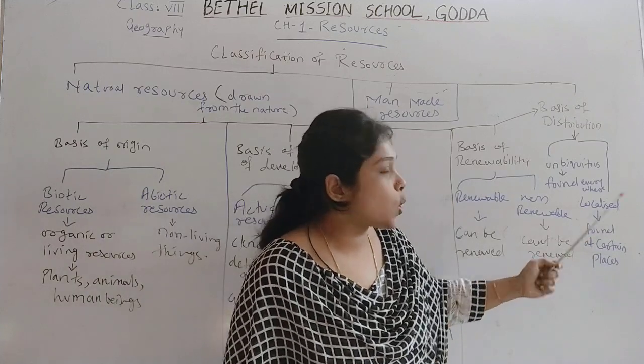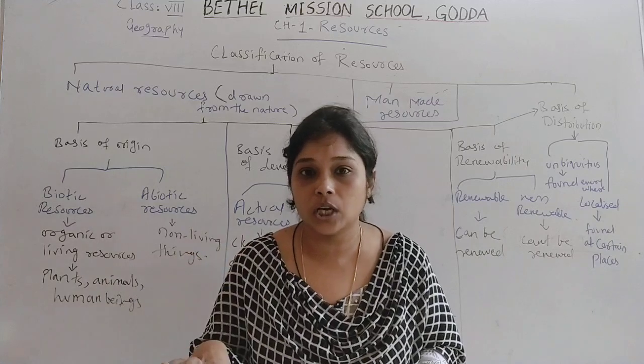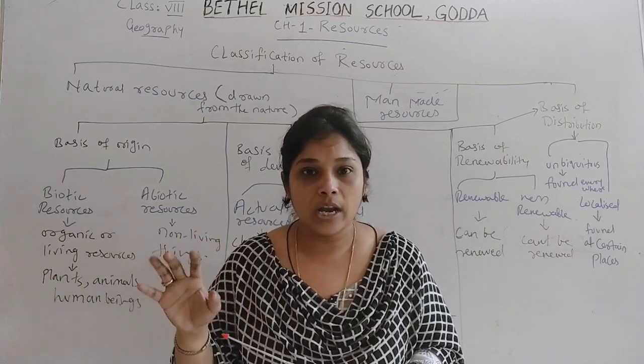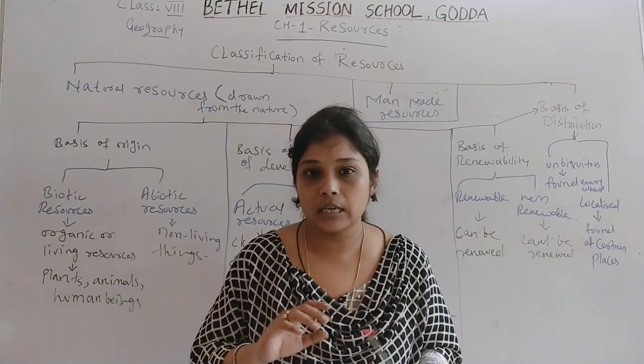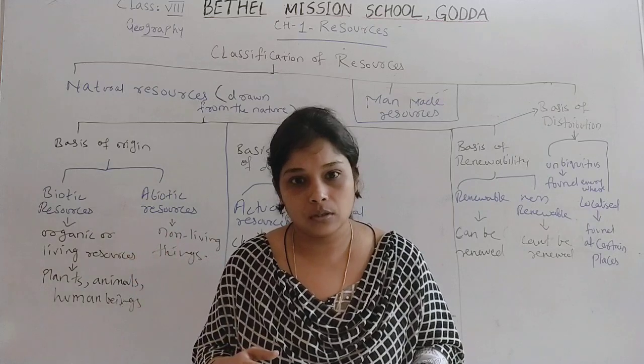But when we talk about localized resources, these are resources which can be found only in a particular region, locality or area, like oil in Gulf countries, oil in Rajasthan, and coal in Jharkhand. These are the localized resources.